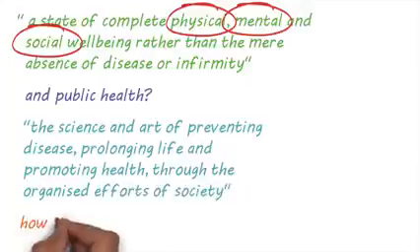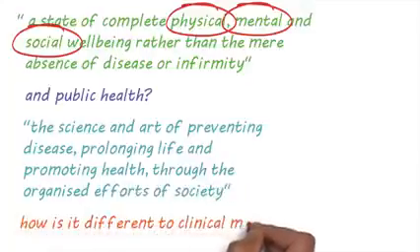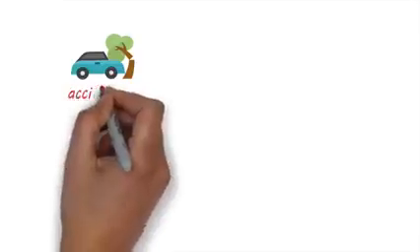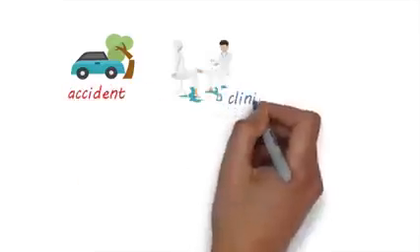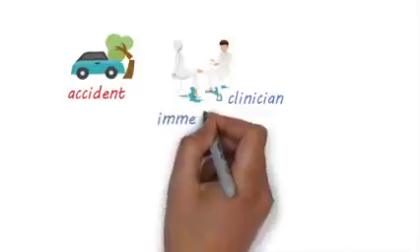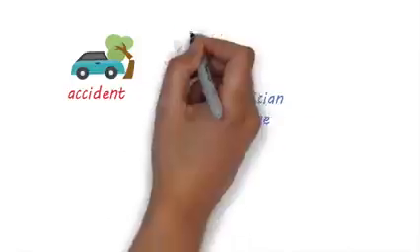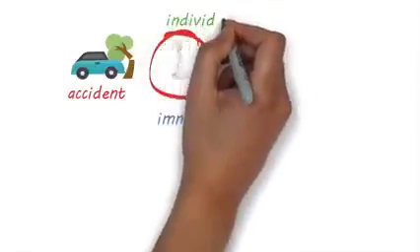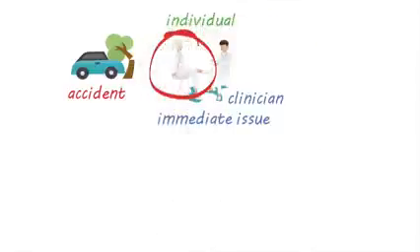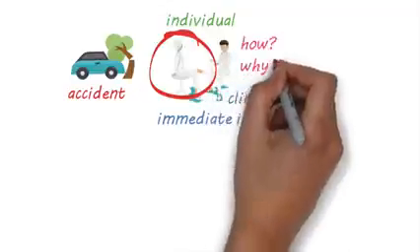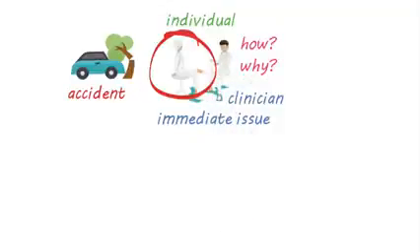Okay, so how is it different to clinical medicine? Let's take a look at an example. Let's say someone has an accident and has a broken leg. A clinician's main focus is the immediate health problem, fixing the fractured leg. Clinicians focus on the individual. The public health approach would be holistic and would focus on figuring out how and why this person had an accident, so that actions can be taken to prevent it from happening again.